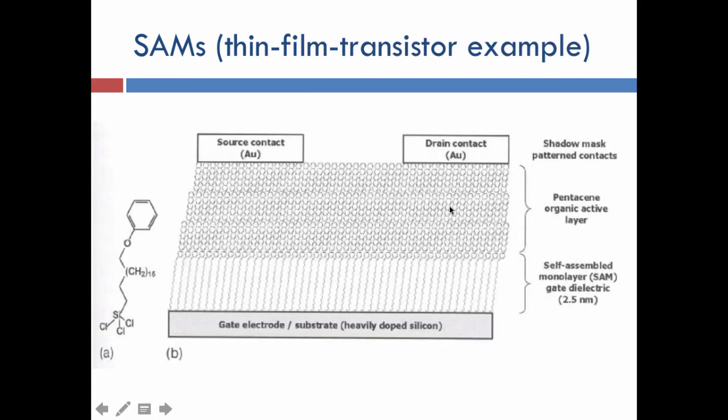All right, now here's another very important example in nanotechnology, and this is a transistor where there's a source again, a drain, and a gate.